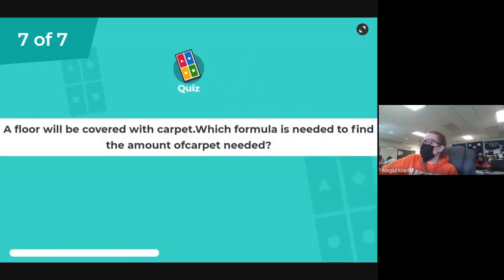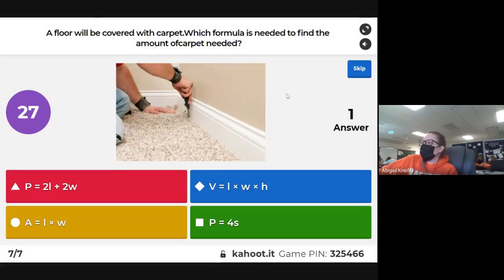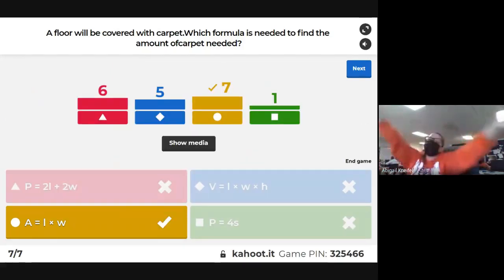A floor is covered with carpet. Which formula is needed to find the amount of carpet needed? That's a good one. If you're covering an entire floor, are you finding perimeter, P equals L plus 2W? Are you finding volume, length times width times height? Are you finding area, length times width? Or are you finding perimeter for S? By the way, perimeter, this would be for a square room, or a rectangle room. This would be for a square room. You're covering an entire floor. Oh, look, the correct answer is area, length times width.